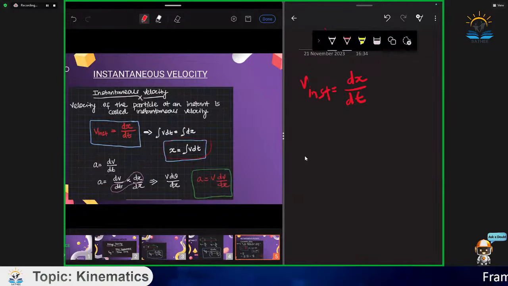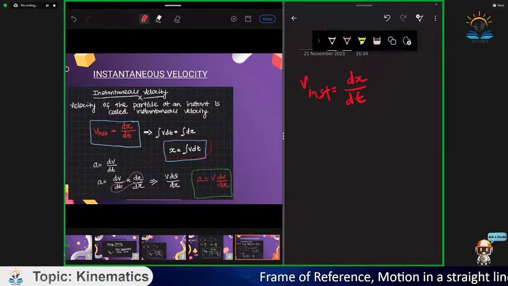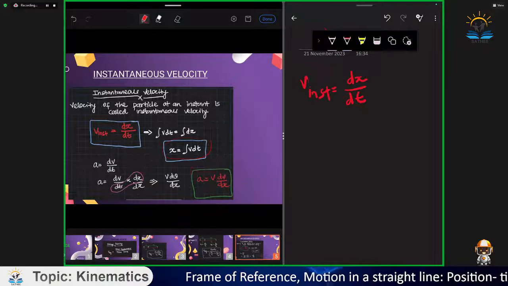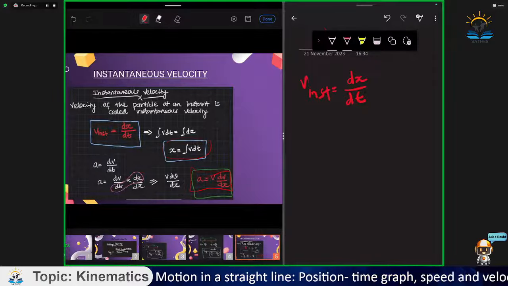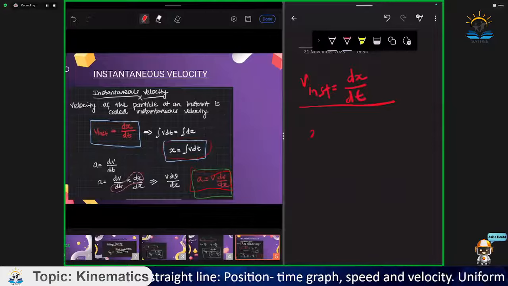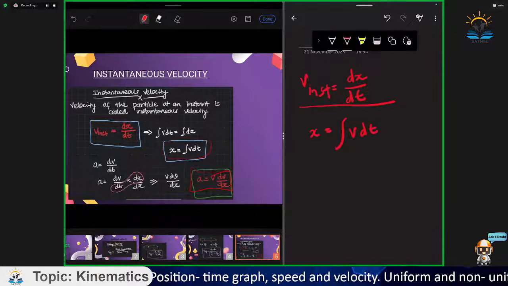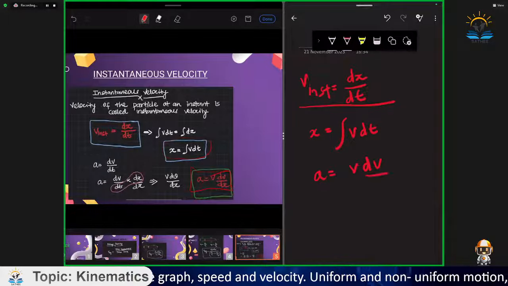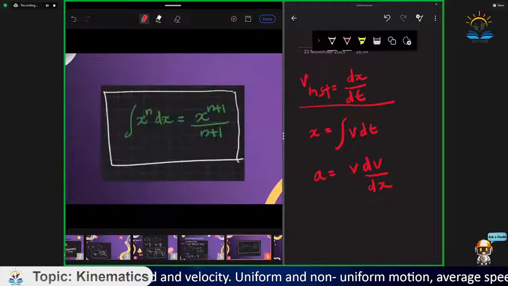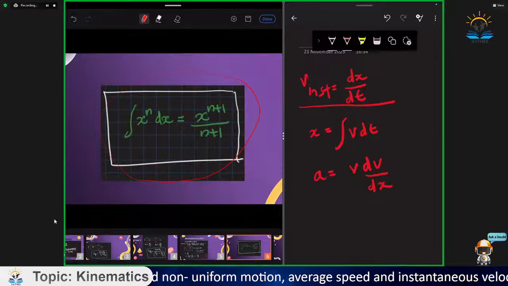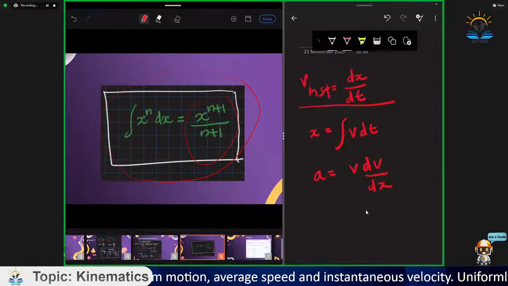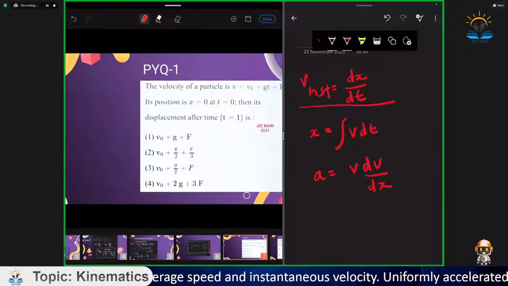a is equal to dv by dt. Okay, I hope everyone knows this. So, yeah, this is our first question.